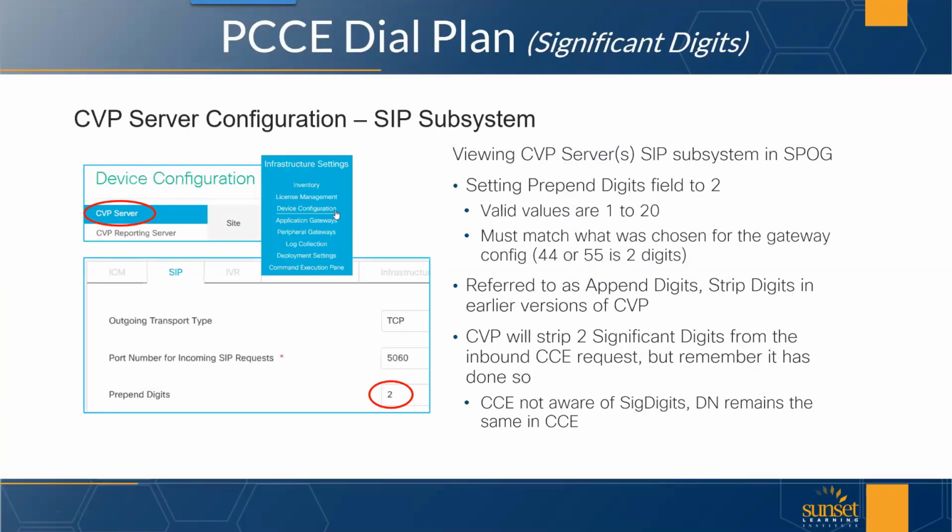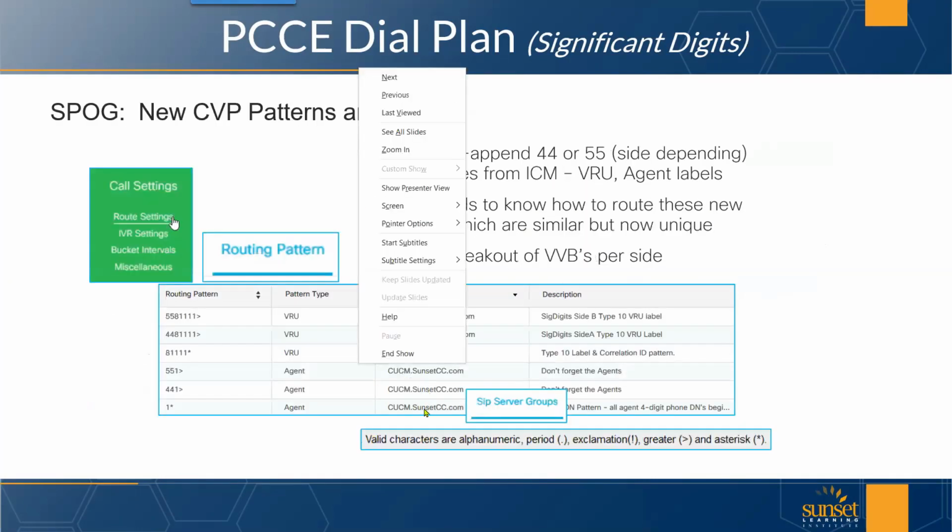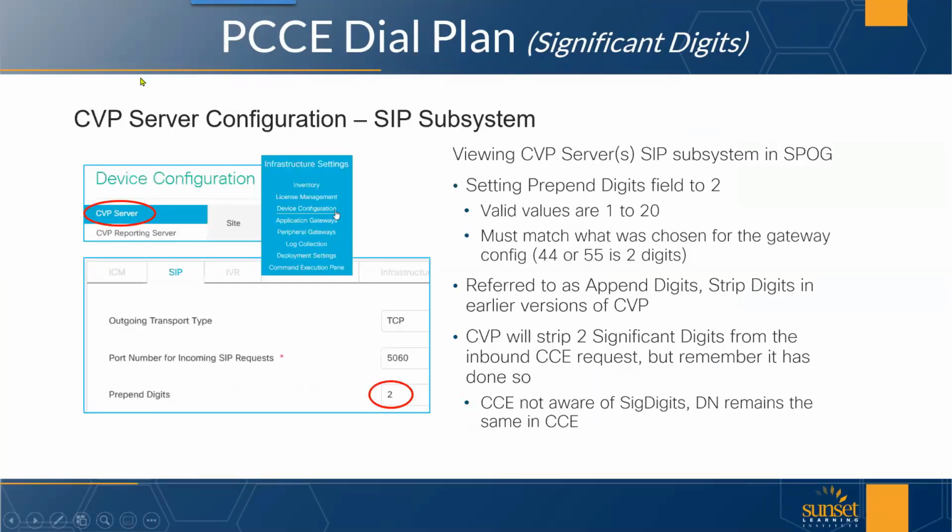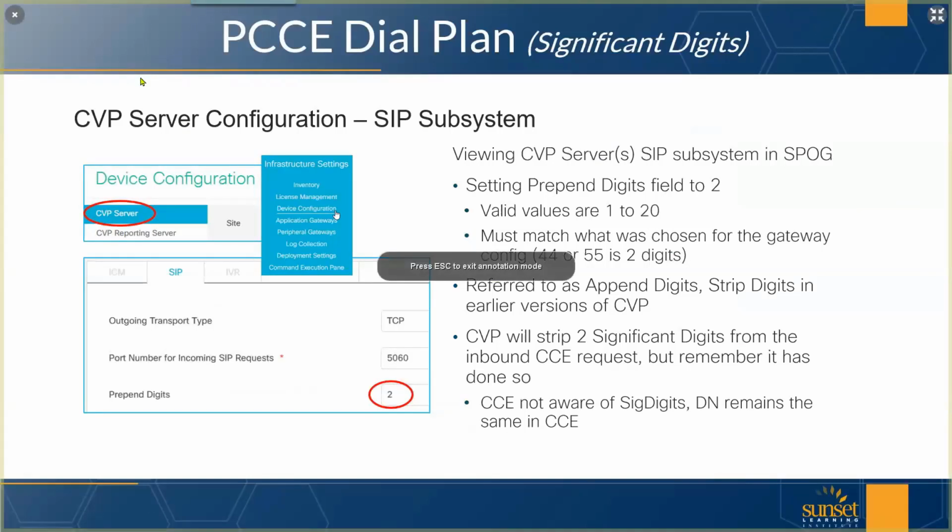Back here, again, in the SPOG, under the CVP server configuration, we're telling CVP there are 2 digits which are really not part of the dial plan, 2 significant digits, so take those out. But when you take them out, remember that you've done that, because when you're delivering the label back, we want you to reappend those numbers.